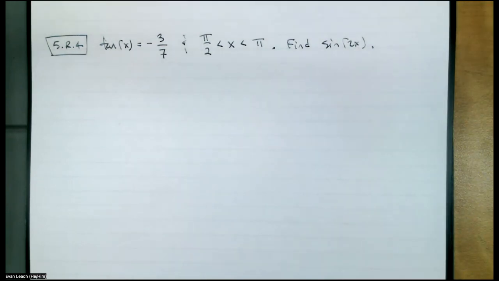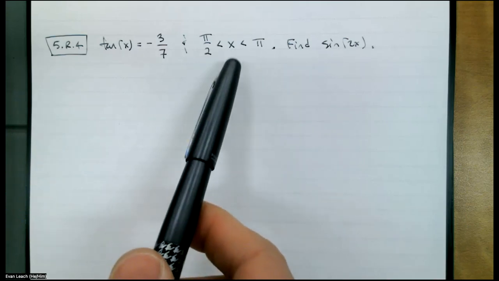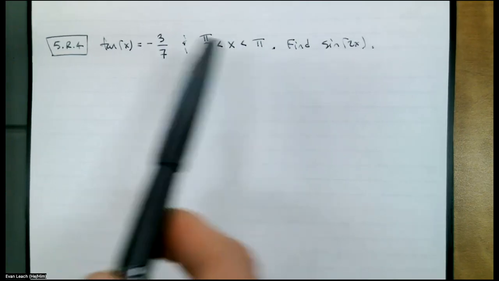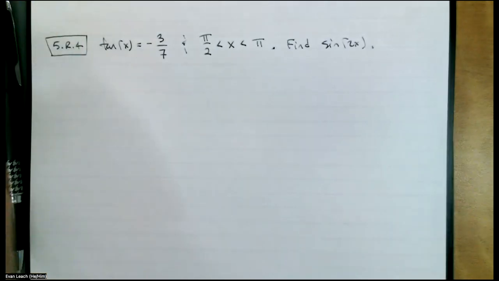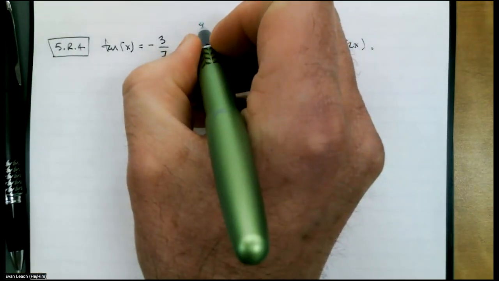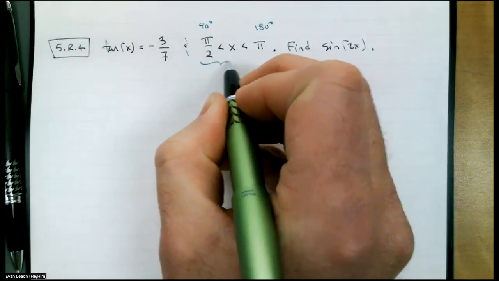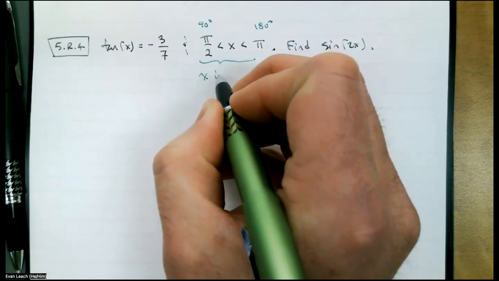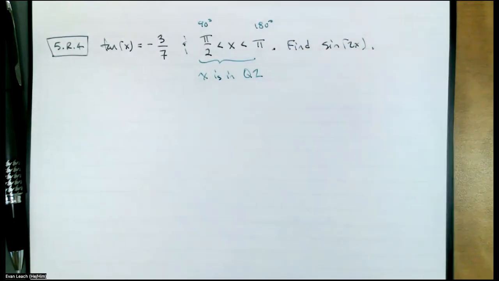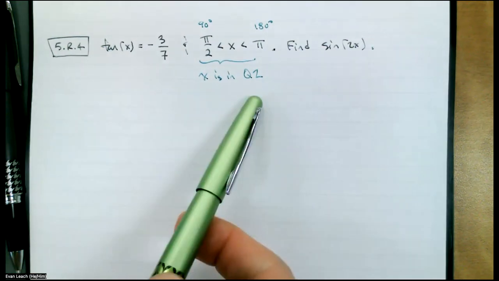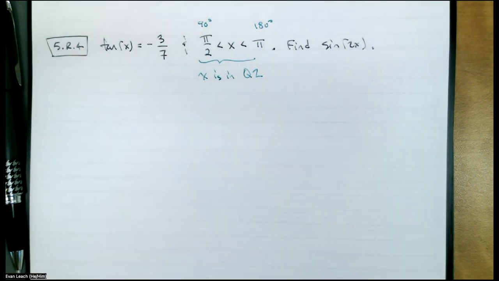What are we talking about? Oh, yes. So we got the tangent of x is -3/7, and we're told that x is between pi/2 and pi. So if we think in degrees, this is between 90 degrees and 180 degrees. So this is information that's telling us that x is in quadrant 2. That makes sense. The tangent of x should be negative, and it is. So that tracks.